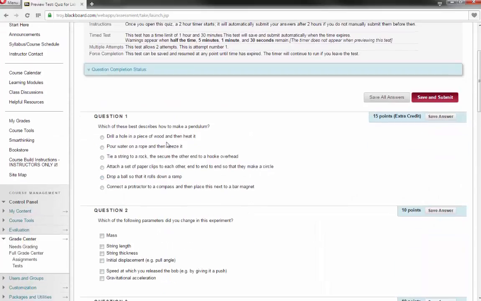So the first question that it asks, which of these best describes how to make a pendulum? So we've got several options. You can drill a hole in a piece of wood and then heat it. You can pour water on a rope and then freeze it. You can tie a string to a rock, then secure the other end to a hook overhead. You can attach a set of paper clips to each other end to end so that they make a circle. You can drop a ball so it rolls down a ramp, or you can connect a protractor to a compass and then place this next to a bar magnet.